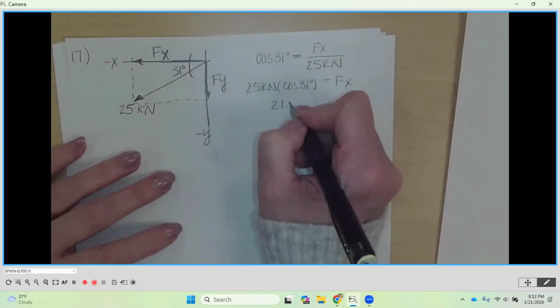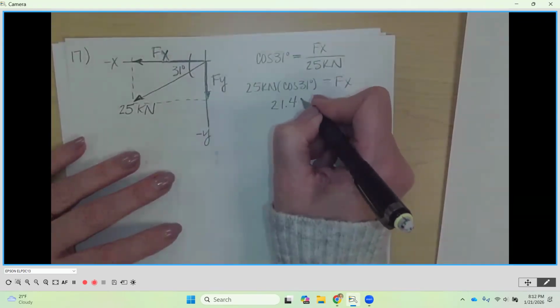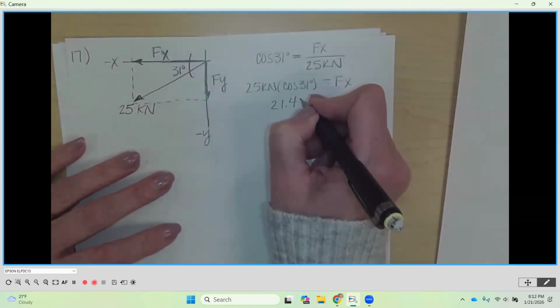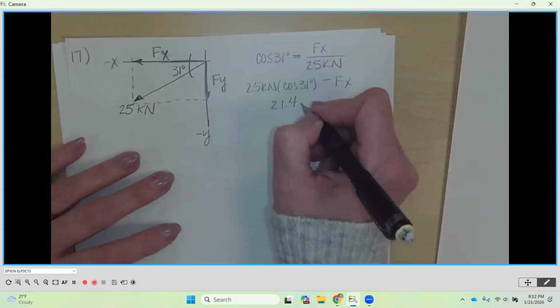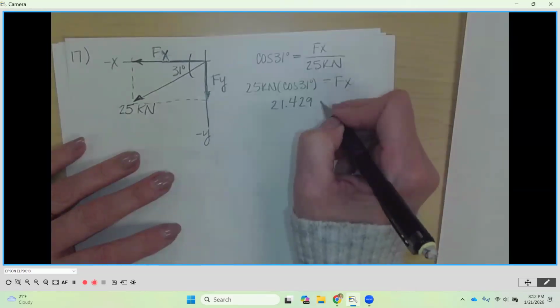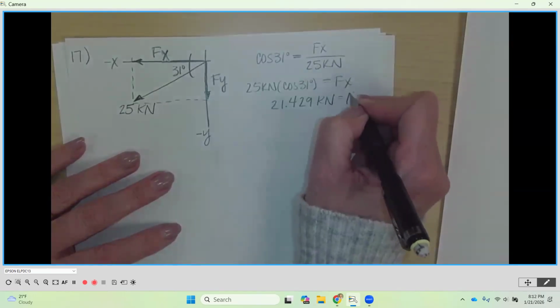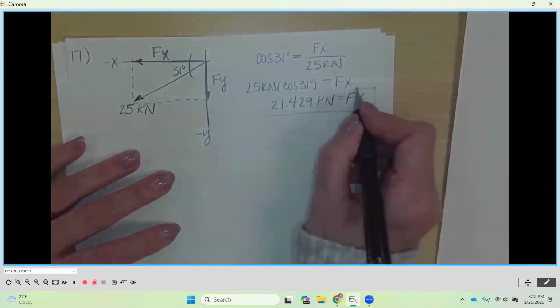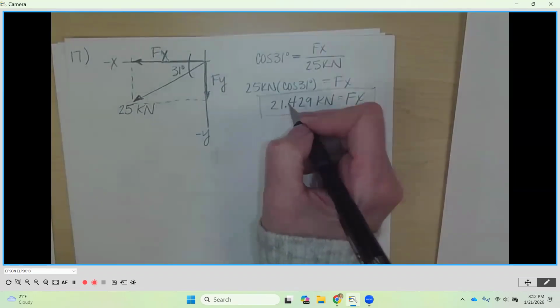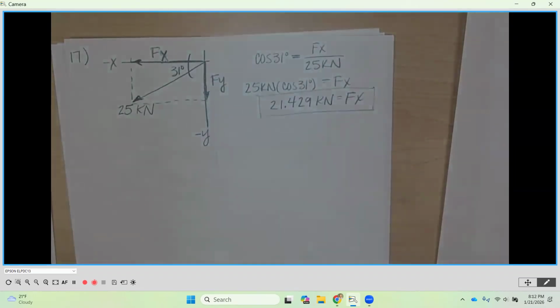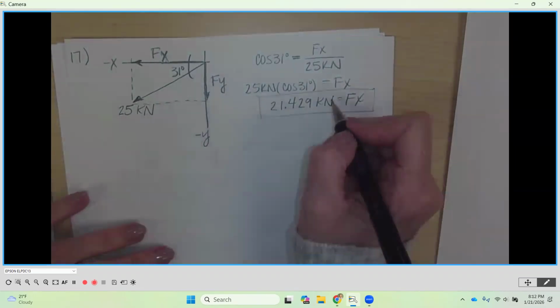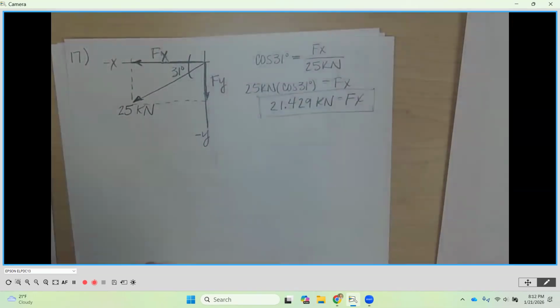And we're going to get 21.4. This is one of those two. So 21.429 kilonewtons is equal to Fx. If you would do 21.43, that's totally fine. Okay. But like I said, once I have some rounding numbers, I feel like sometimes, unless they're smaller, I want to add them.